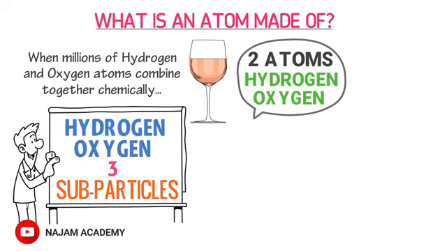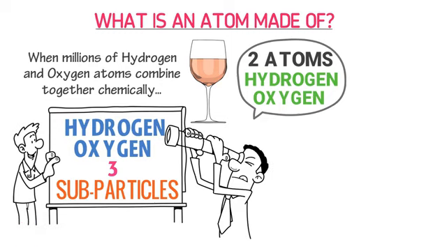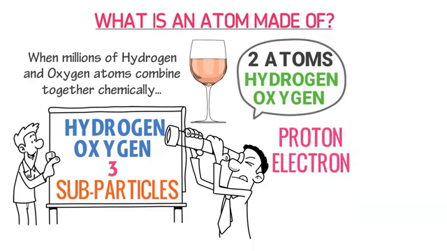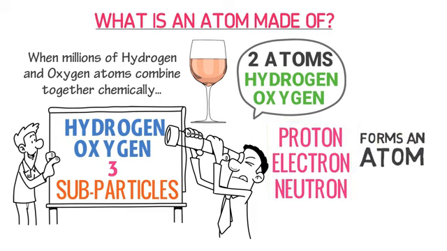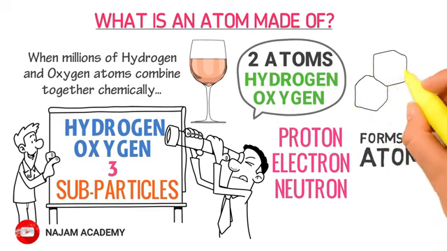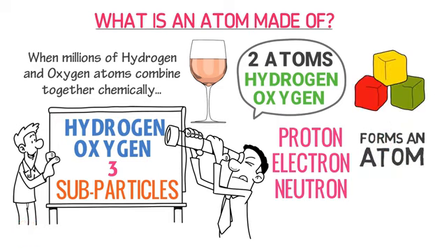For instance, take any atom and observe it under an electron microscope. You will see that any atom is made up of protons, electrons and neutrons. Thus we say that protons, electrons and neutrons form any atom. Let me repeat this important statement. Protons, electrons and neutrons form any atom. When many such atoms combine together, they form many different substances like water or an iron sheet.